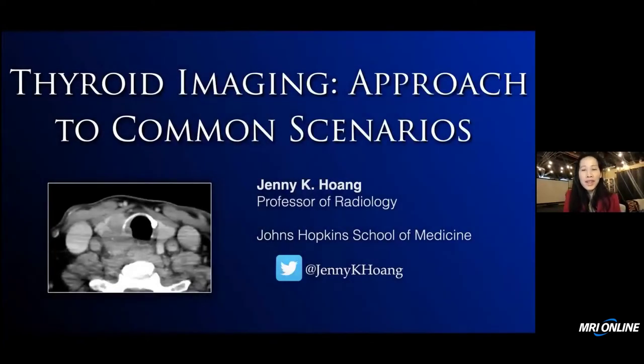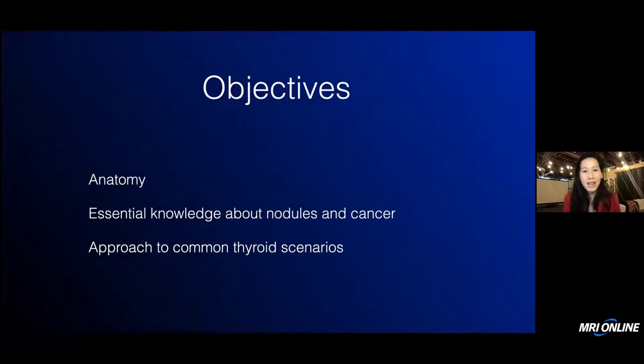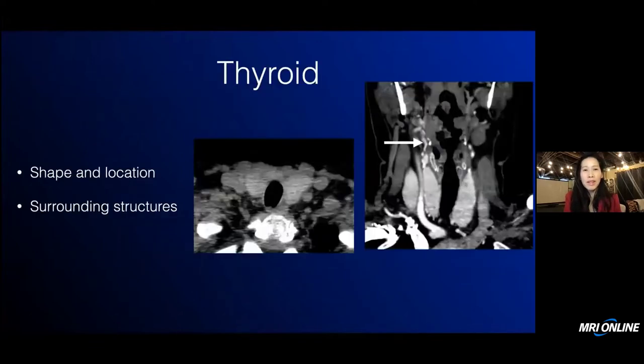Okay, so here we are, thyroid imaging approach to common scenarios. And in this section, we are going to cover the anatomy of the thyroid gland. And after that, in the next section, cover some essential knowledge about nodules and cancer, and then subsequently approach to common thyroid scenarios. So starting off with the anatomy, the thyroid gland is pretty basic.